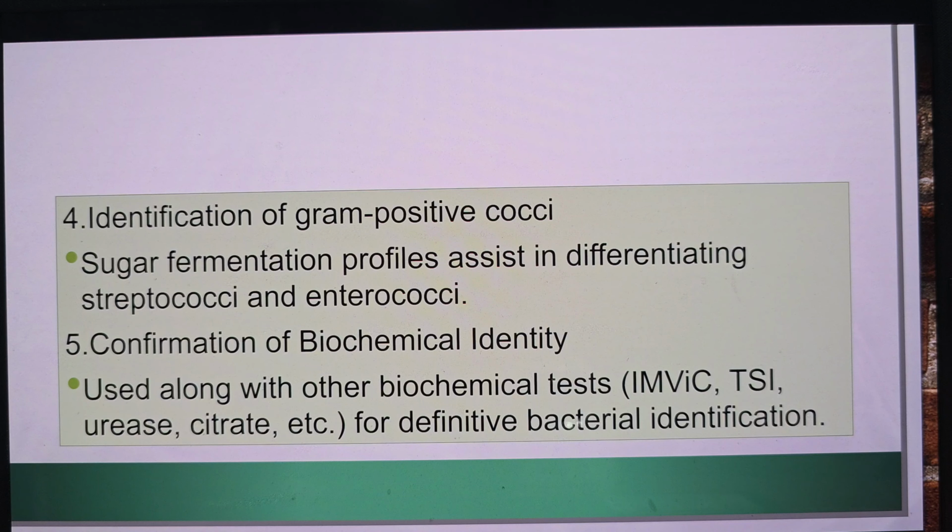Fourth, identification of gram-positive cocci. Sugar fermentation profiles assist in differentiating streptococci and enterococci. Fifth, confirmation of biochemical identity. It is used along with other biochemical tests like IMViC, TSI, urease, citrate, etc., for definitive bacterial identification.